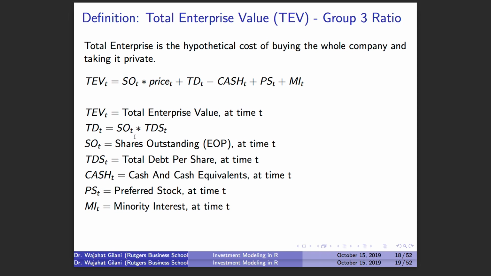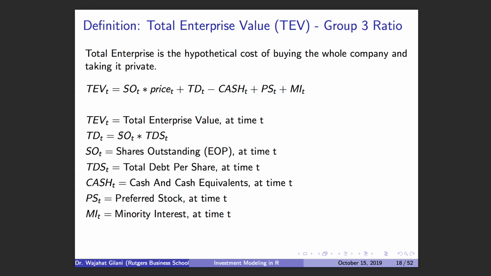Now, a couple of variables over here. In our data set, as you guys are going to see eventually, we don't have total debt. What we do have is total debt per share. That's okay. When you have total debt per share, if you just multiply all the shares outstanding by total debt per share, you will get your total debt.